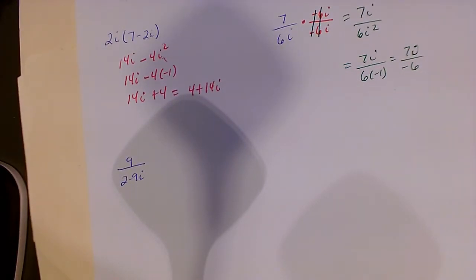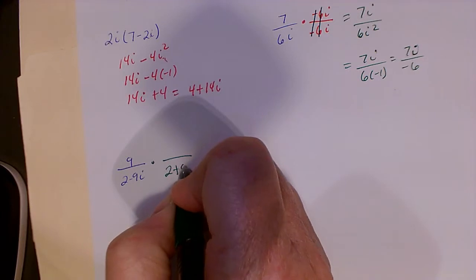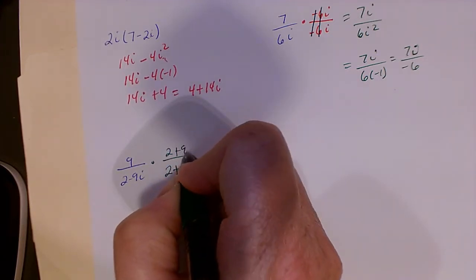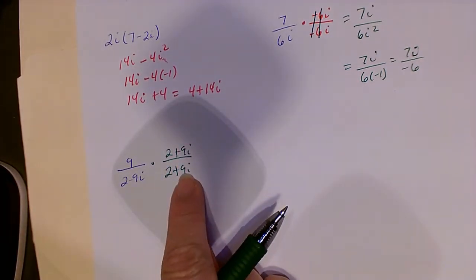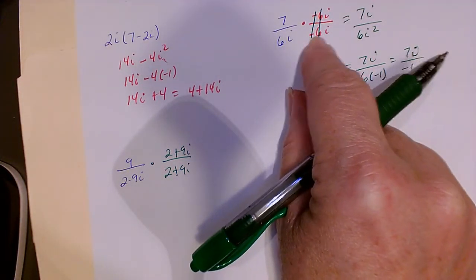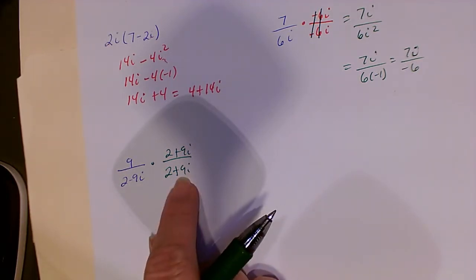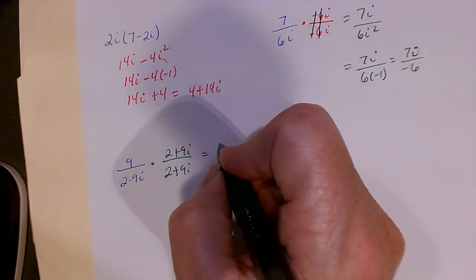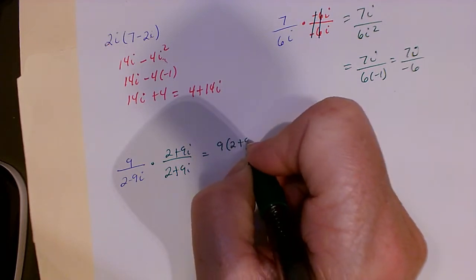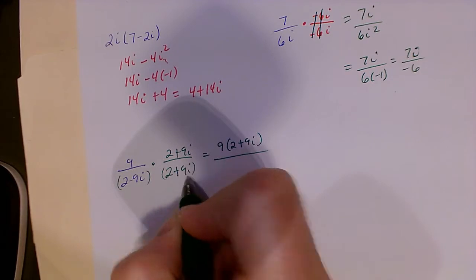Our last one, we also have to multiply by our conjugate. So this will be 2 plus 9i over 2 plus 9i. Now here we can't cancel things out because we have a plus sign. Up here we only had the negative and the 6. But because we have a 2 plus 9i, we can't cancel anything here. So on the top, we've got 2 plus 9i. And on the bottom, we're really multiplying these two together.